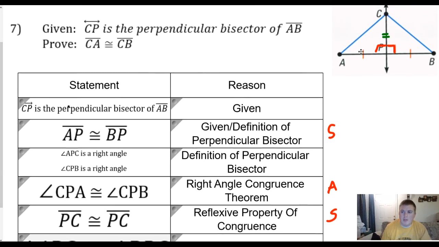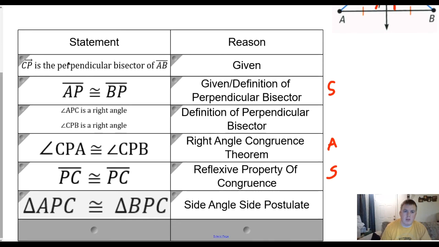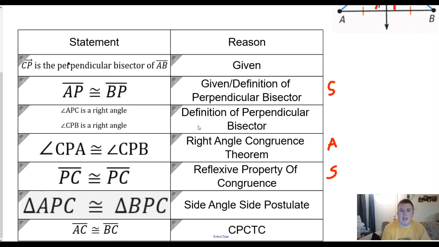So we now know that these triangles are going to be congruent, so that means their corresponding pieces are going to be congruent. CA is a corresponding side with CB. Since we have proven these triangles are congruent, we can say that those segments also are congruent since they're corresponding sides, and we say that by CPCTC.